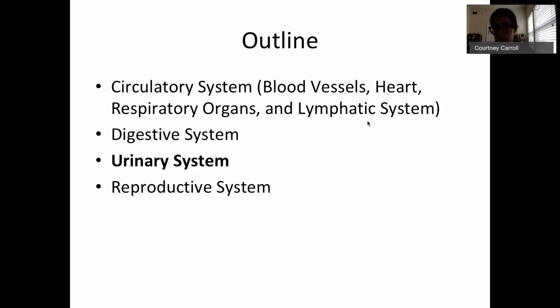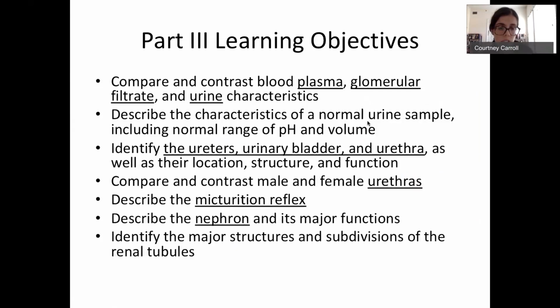Here, we have all of the learning objectives for this unit. Again, please pay attention to these as you're going through this module.